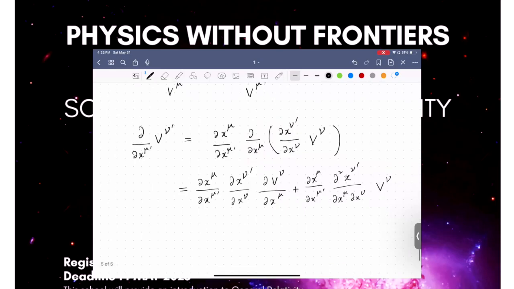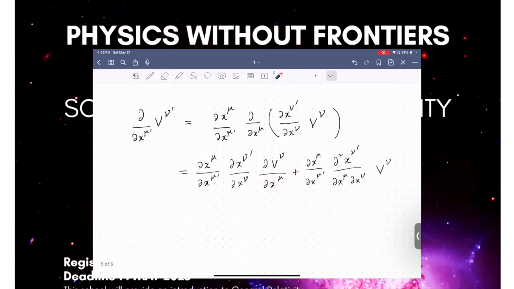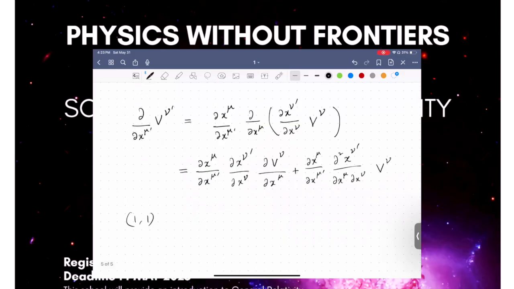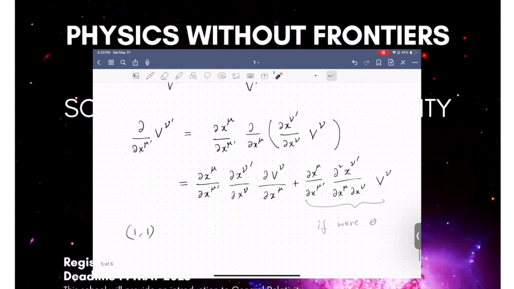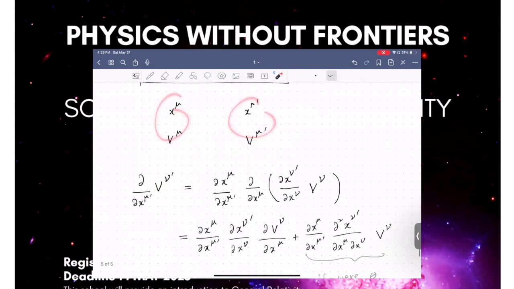All right, a simple computation. But now notice that this term looks exactly like how a (1,1) tensor should transform, right? So imagine a situation where we don't have this term. If it were 0, then we could say that this quantity, which has an upper index and a lower index, is really a (1,1) tensor. Because this is how a (1,1) tensor written in different coordinate systems should be related to each other, right?